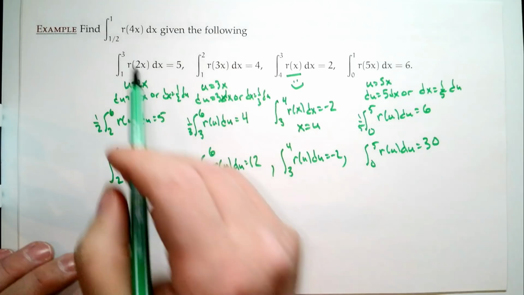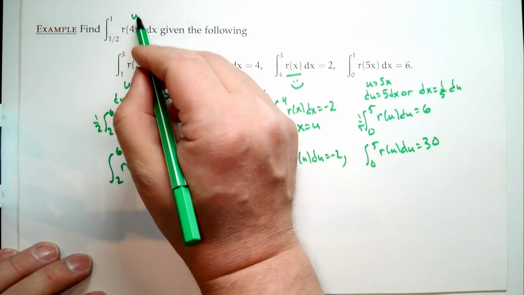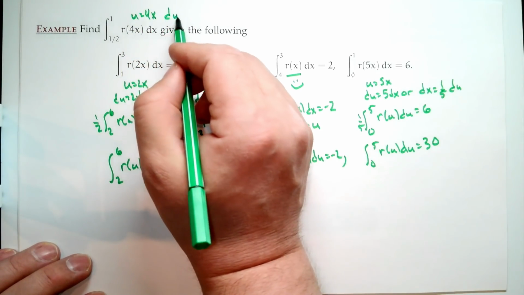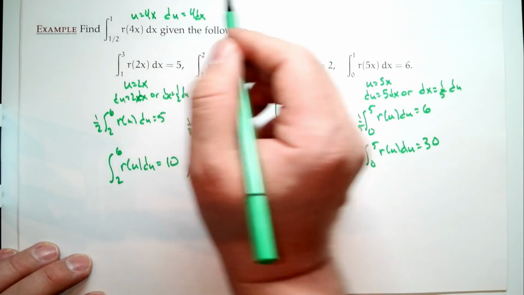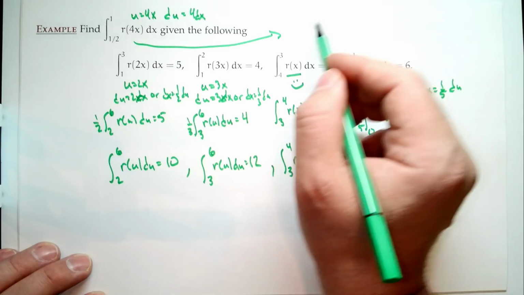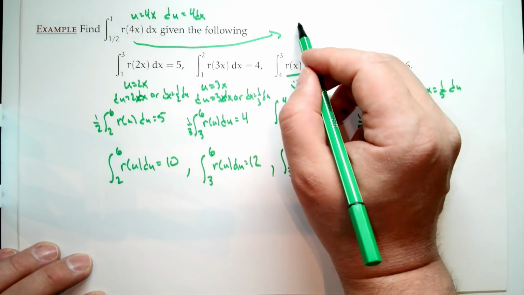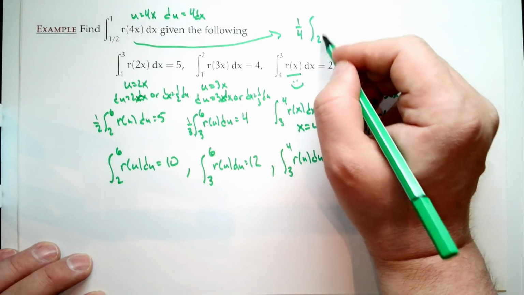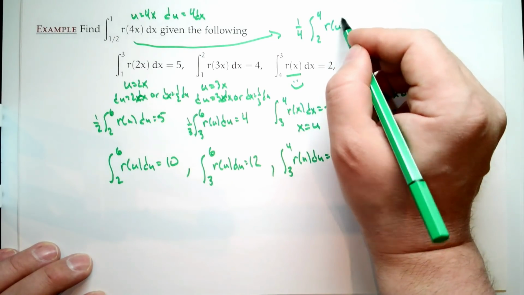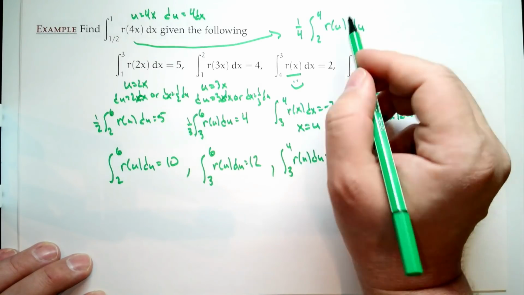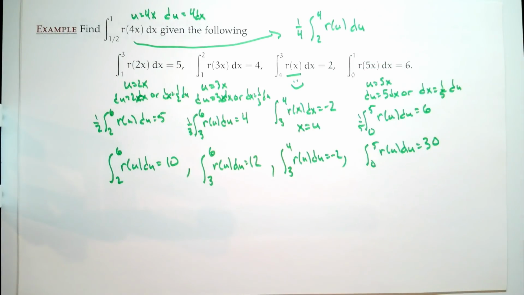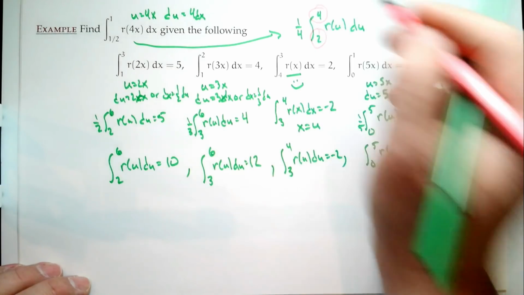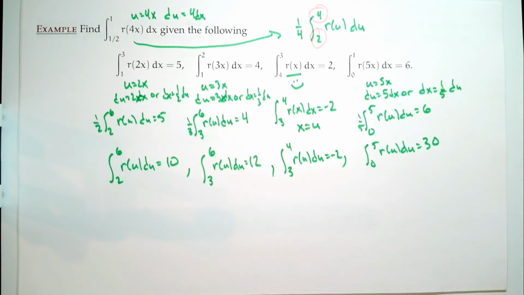We do the same thing with what we're after. So let's let u equal 4x. du is 4 dx. Then this integral here becomes what? Well, it becomes 1/4, which is going to come from that 4, times the integral 2 to 4 of r of u du. So we are trying to get 2 to 4. That's our goal. If I can find a way to get the integral from 2 to 4, life is good. Well, how do we do it?